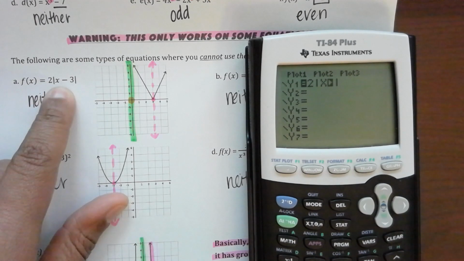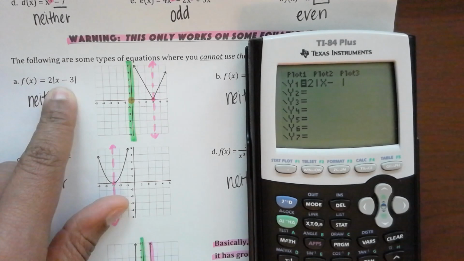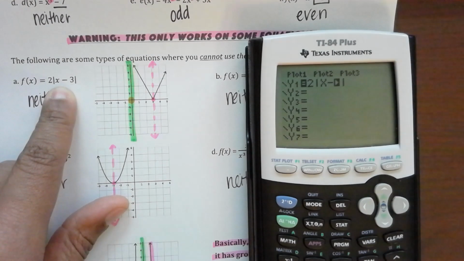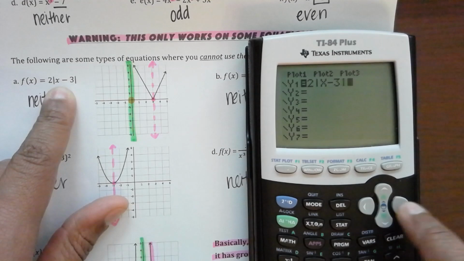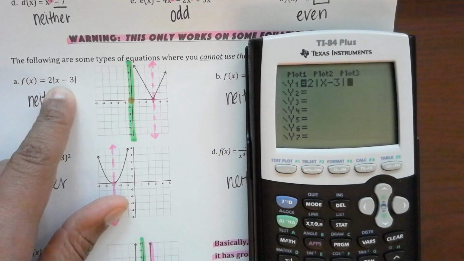Then hit minus, not negative, minus, that's the gray button. And then 3. To get out of grouping symbols, you have to hit the right arrow. Y'all have heard me say that multiple times. To get out of grouping symbols, hit the right arrow.